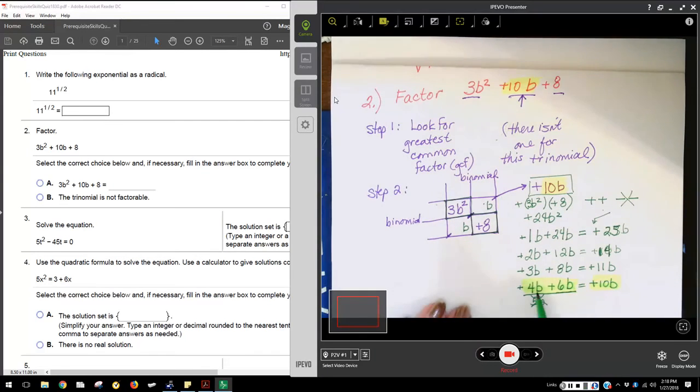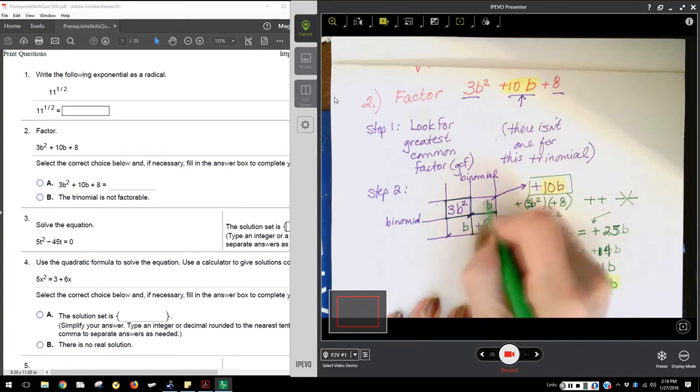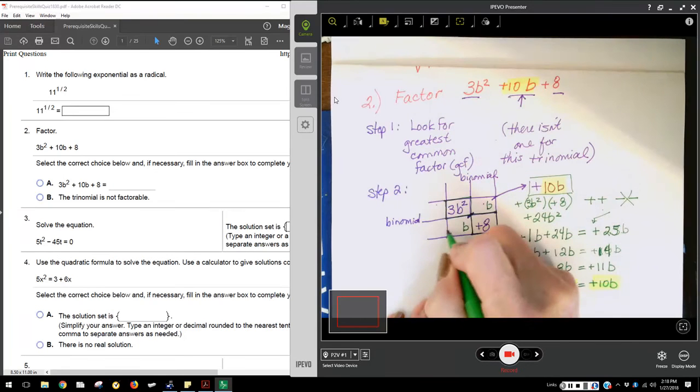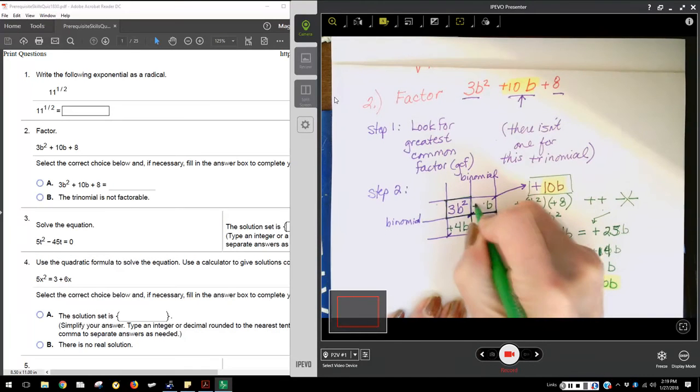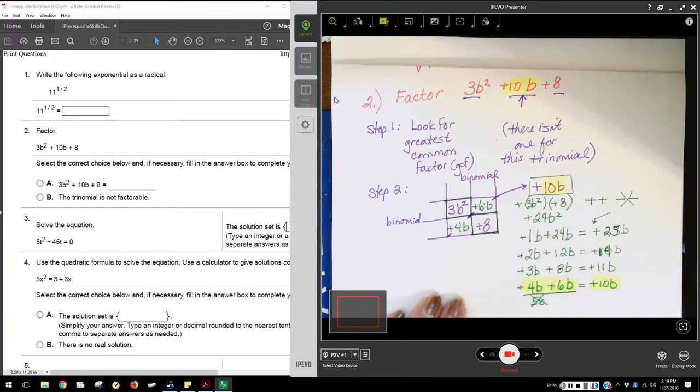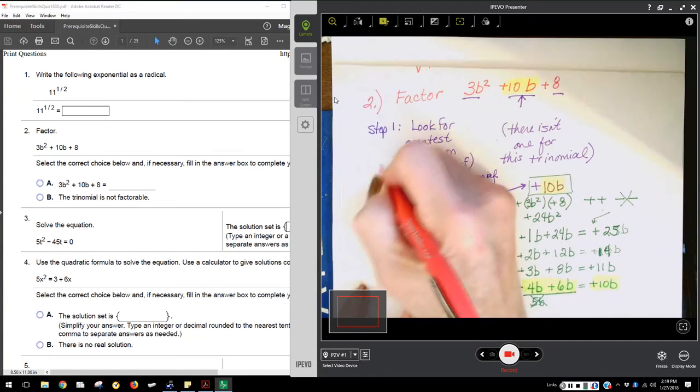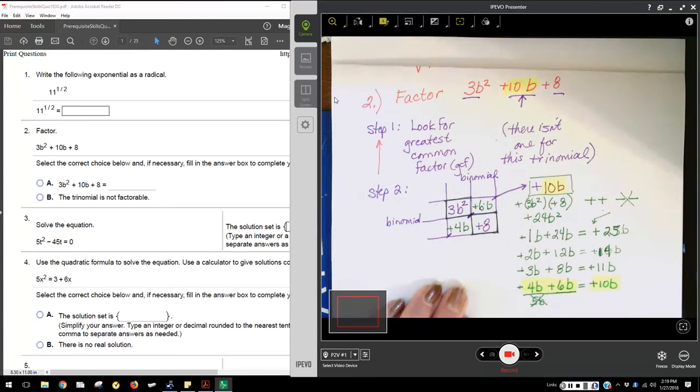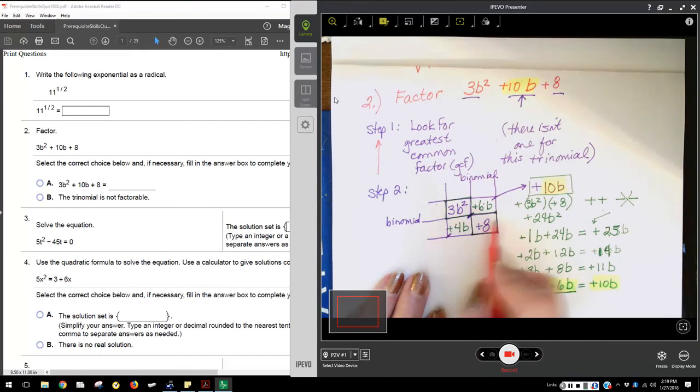So since positive 4b plus positive 6b is equal to 10b, it doesn't matter which box you put these in, but do keep the signs. That is the right combination of factors of 24b squared that will add up and give me 10b. Now at this point, now that we know what those two are, we're going to go back to step 1 and look for greatest common factor. But we're going to look for greatest common factor in 4 different directions.